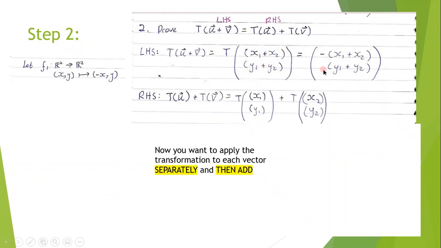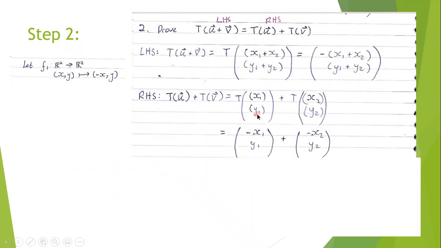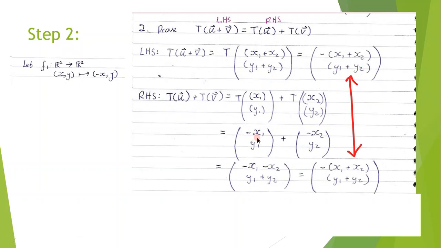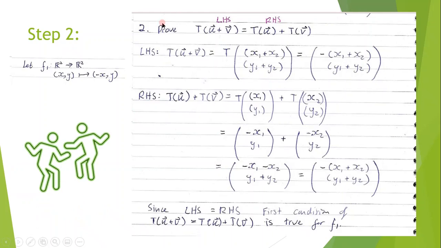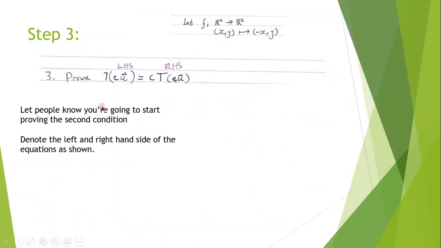Now, after you've done that, you want to prove the right-hand side. So you apply the transformation to each vector separately, and then add them afterwards. As you can see, you've applied the transformation here, and after the transformation has happened, then you can add them. And look at that, they're the exact same. Do you know what that means? Since the left-hand side is equal to the right-hand side, the first condition is true for f1. So we're halfway to proving that this is in fact a linear transformation. And goodness sake, never forget to conclude, ever. Always conclude. Yes, I know it says drove, but you know what I mean.